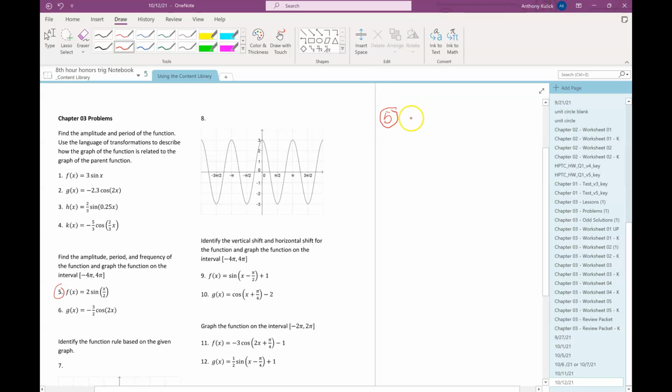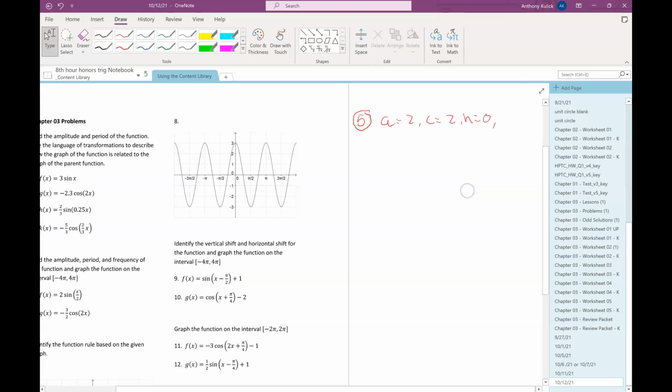I would start by just listing my values for A, C, H, and K. Blake, you good with those? I am good with those. Okay. Anybody else with a question of how I came up with those values before I move on? So that's like my first step, just to get those in.